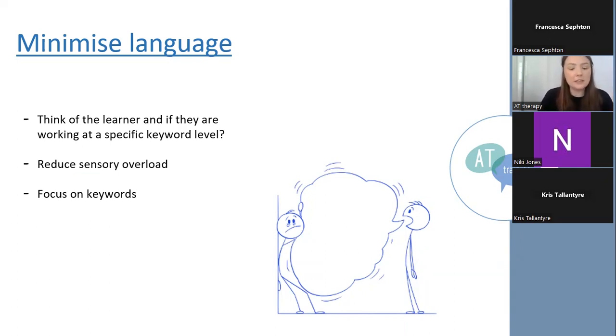So instead, we need to try our best to simplify those sentences into keywords, like coat away, lunchbox away, take a seat. That just makes information more manageable and accessible.